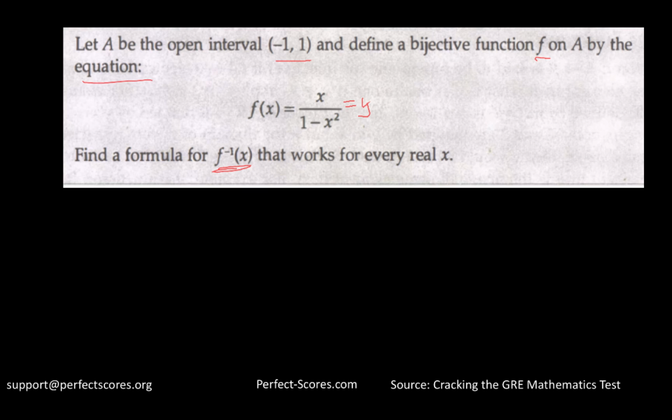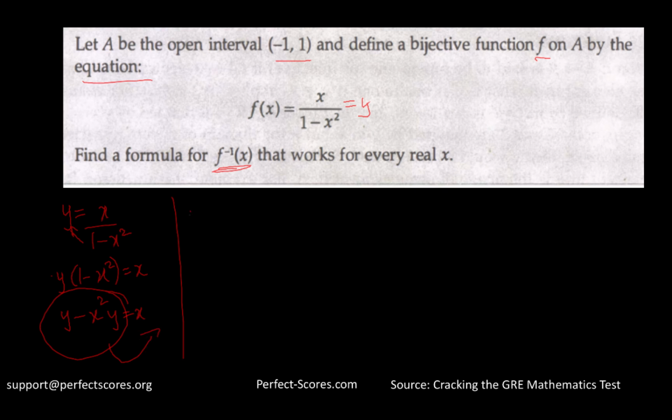So what you do is you make x the subject. That is what you do. So let me just write that down here. So y is equal to x over 1 minus x squared. Let's make x the subject. So I'm going to take this to that side. So you're going to have y into 1 minus x squared is equal to x. Then you have y minus x squared y is equal to x. Then I'm going to take everything on that side. So I have x squared y plus x minus y is equal to 0.